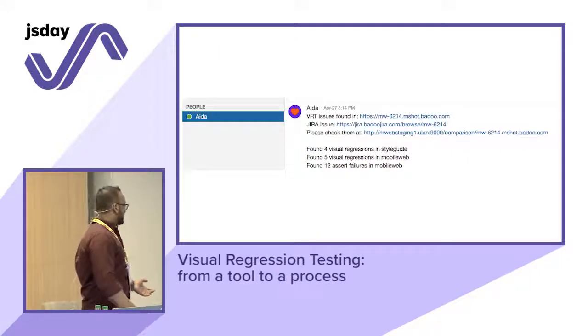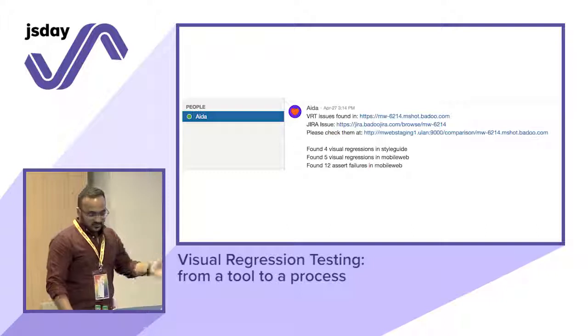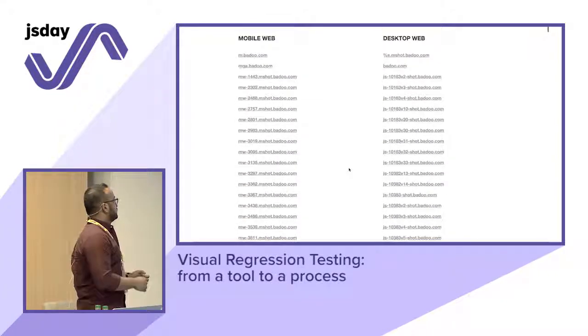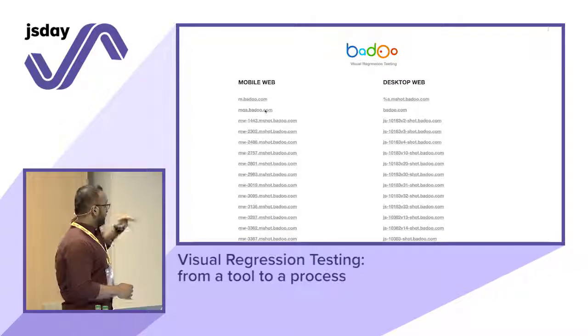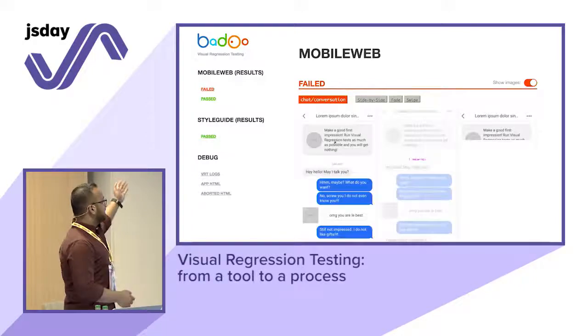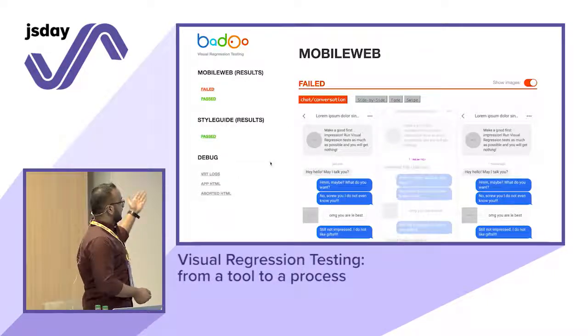So here's an example. If your test fails, you get a notification like this: VRT found issues in this URL. You can check them out over here. Once you click on the link, you go to a website like this, which has a list of all the test runs you have had in the past. I'm going to choose MQA, which is our staging environment. On the left side, you have a list of the environments that we use. We have mobile web and style guide. We have some failed tests, and we have some passed tests.